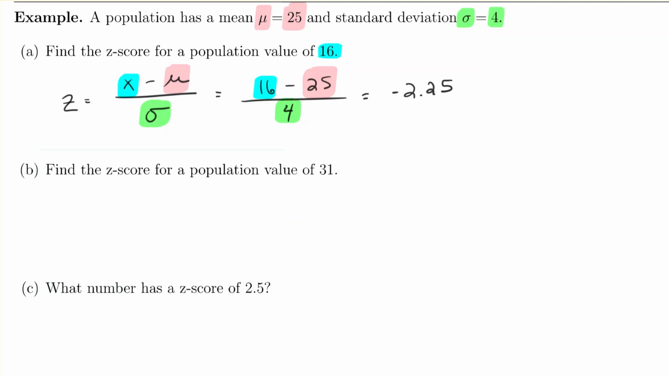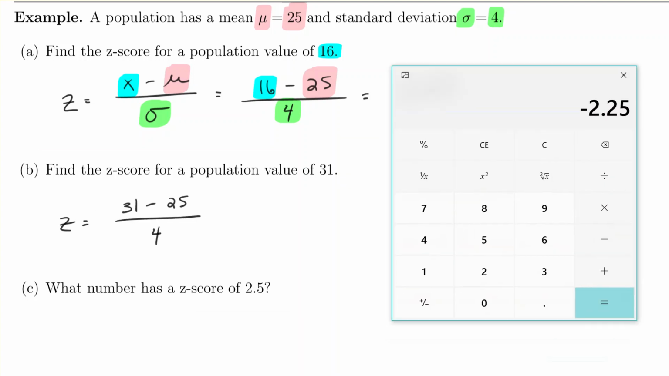Next we have the z-score for a population value of 31. So z is the data value 31 minus the mean of 25, divided by the standard deviation of 4. 31 minus 25 is 6. Divide that by 4, and we get a z-score of 1.5.